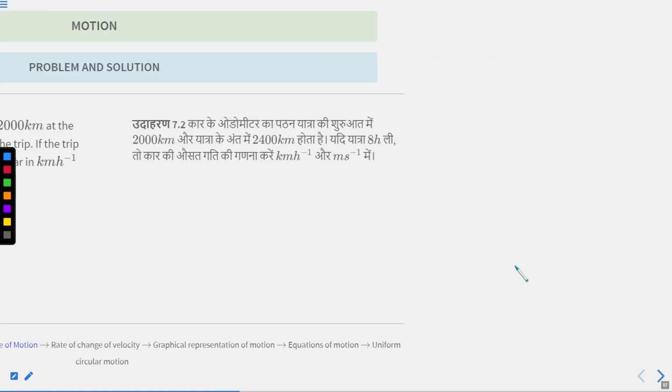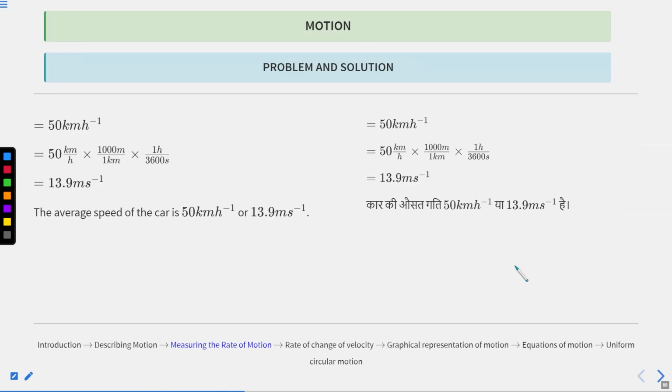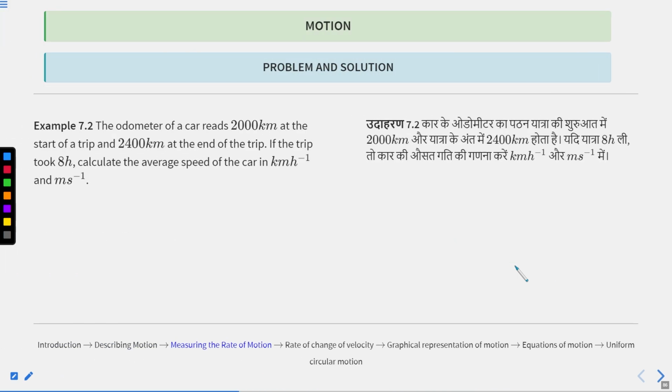Okay, example 7.2. There are more examples left. So we are going to solve this example in the next class.